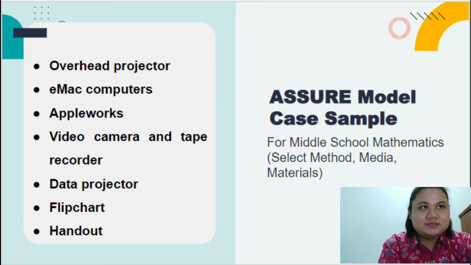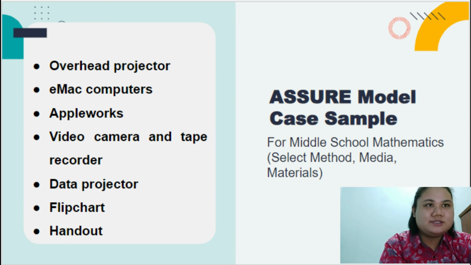The third step is select methods, media, and materials. First, overhead projector. The teacher selects the overhead projector to introduce the lesson topic. Second, iMac computers. These computers are available in the school. Third, AppleWorks. This is the software that will be used. Fourth, video camera and tape recorder. Teacher has observed that the students enjoy watching or listening to video tapes and audio tapes of their work.